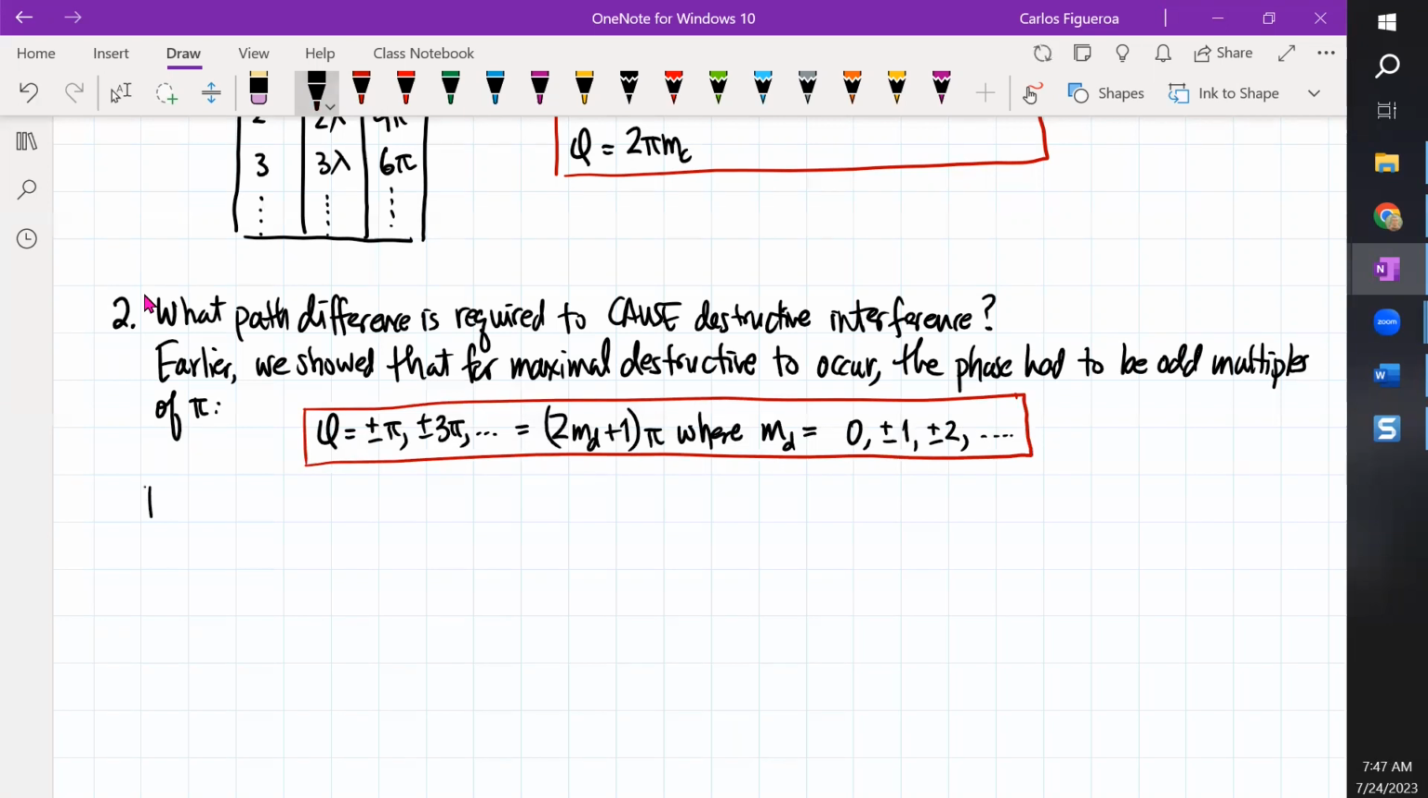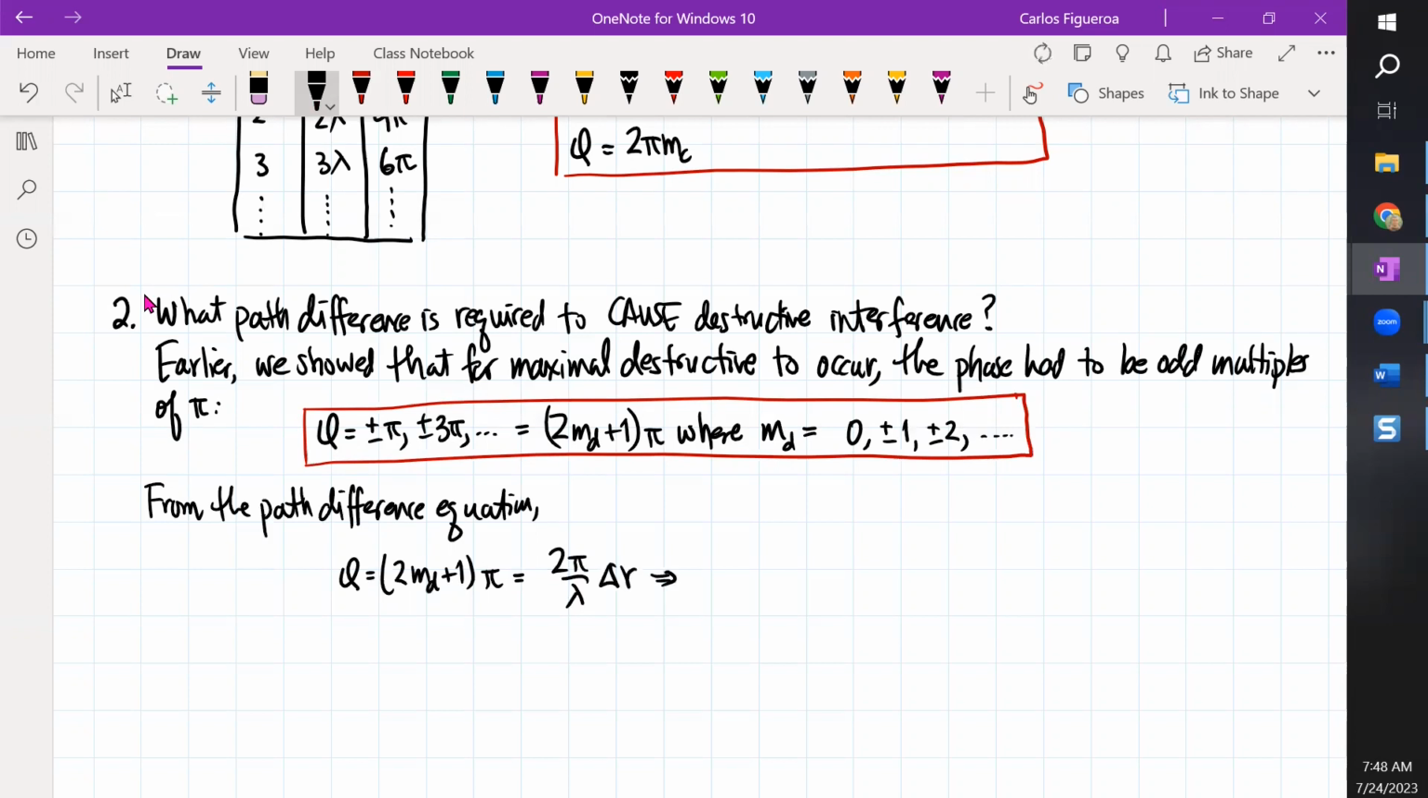So from the path difference equation, we see that now the phase has to be 2md plus 1 times pi, but that also has to equal 2 pi over lambda times delta r, which then tells us that in order to have destructive interference, the relationship has to be 1/2 lambda times 2md plus 1, where again md is equal to 0, plus or minus 1, plus or minus 2, like this.